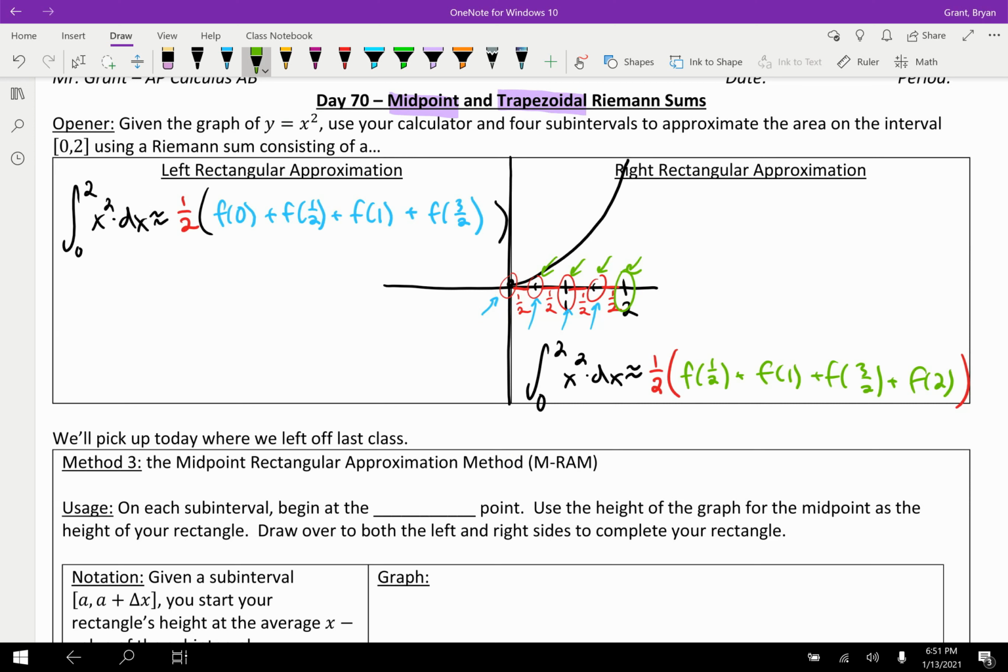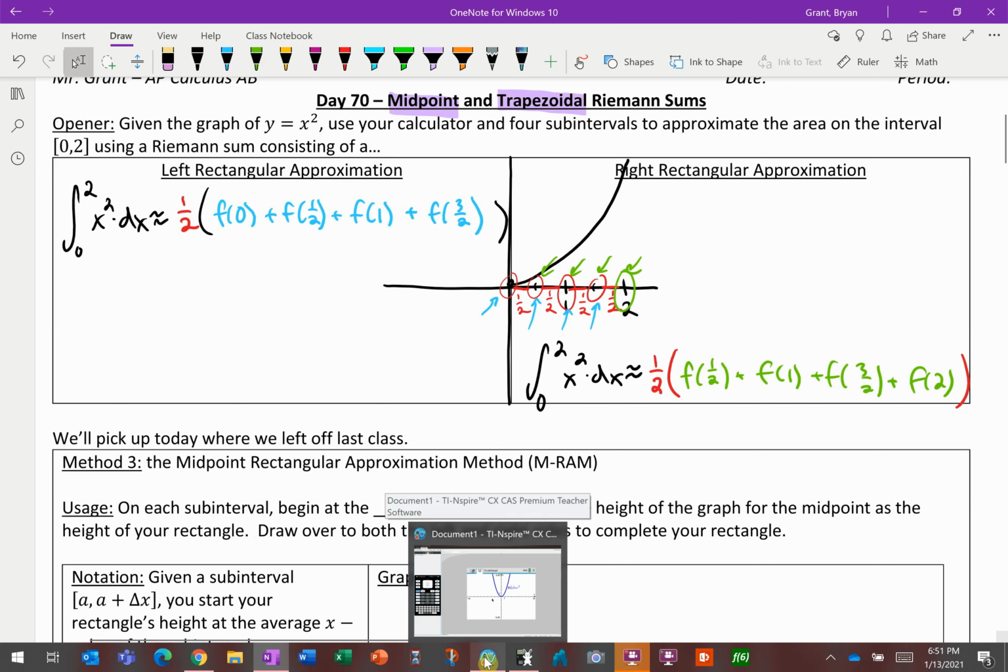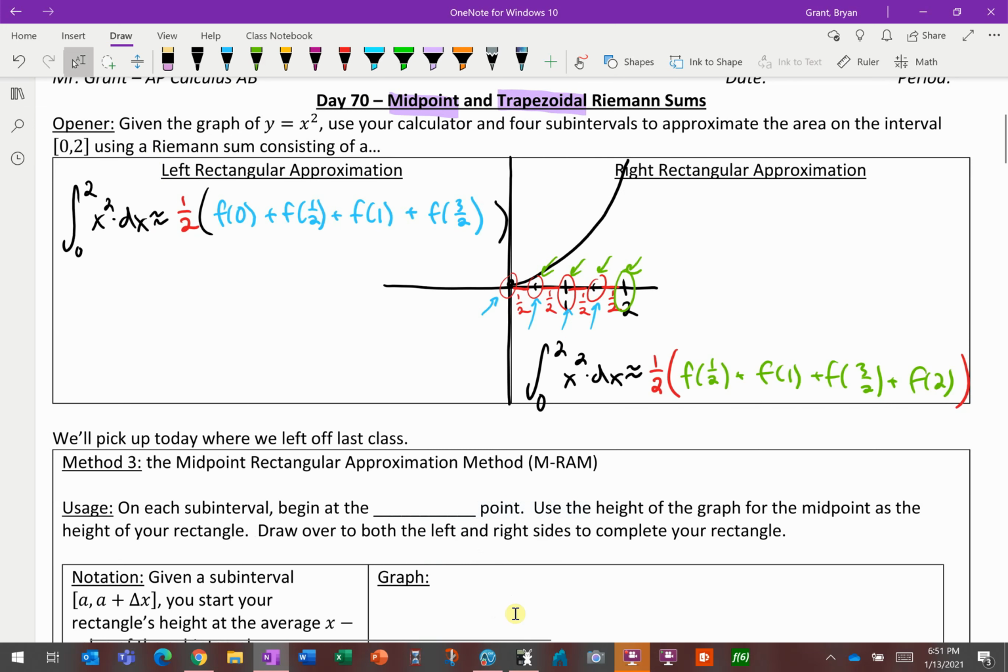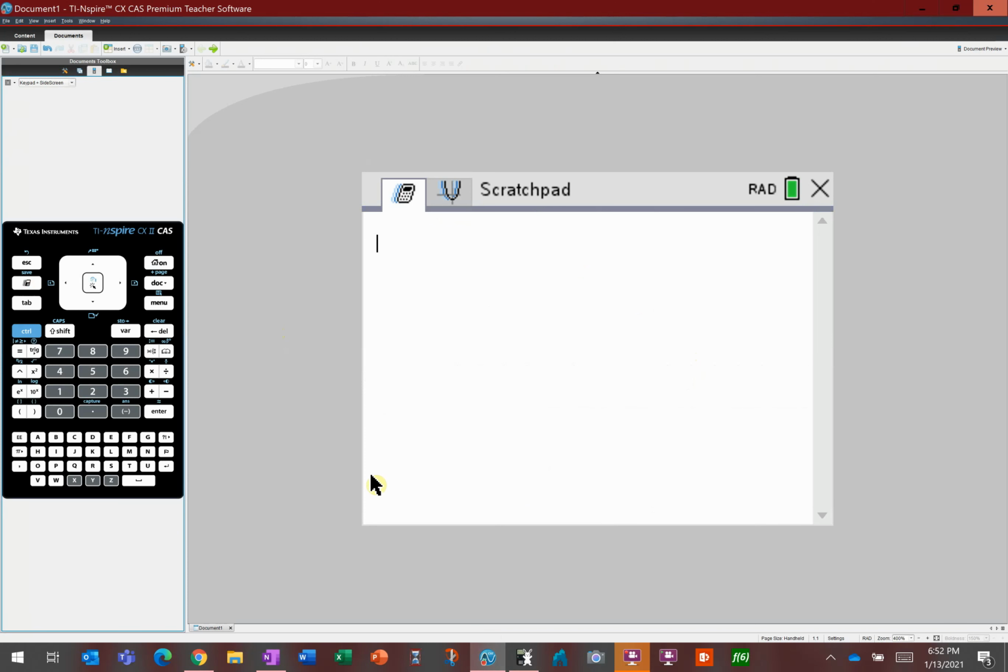So I'm going to do one of these with the Inspire and the other one with the 84, and you can pick which calculator you're using, but I'll start with the Inspire. So how am I going to do this? Well, I already have the equation graphed over here, f1 of x equals x squared, and there are a couple ways to do this, and this is kind of nice. One way that we can do it is we can, of course, just type out what's here.